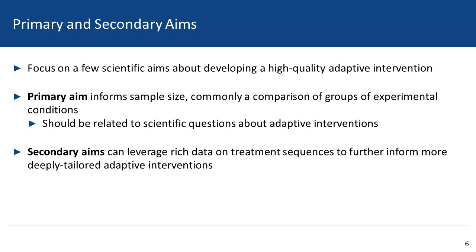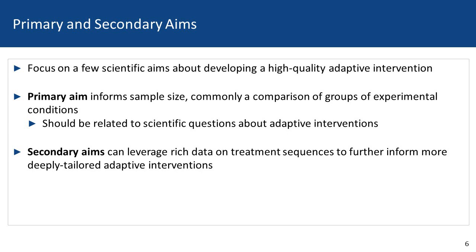groups of experimental conditions. So when looking at that example SMART at the beginning of this section, you may have thought the sample size requirements for this type of trial might be huge. That's not necessarily the case because we'll see that we're not really comparing individual subgroups or individual experimental conditions at the end of the trial. We're comparing groups of individuals. So the primary aim should be related to scientific questions about adaptive interventions. That's another guiding principle to keep in mind.